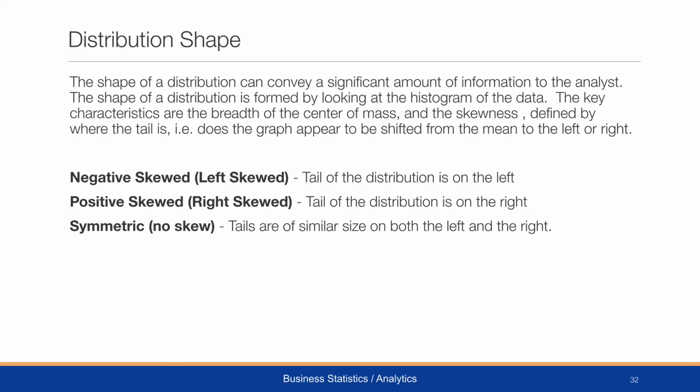When we look at data, we want to look at its distribution. We want to look at the shape. That's why the histograms were important, as well as providing some graphical representations. The shape of the distribution can convey a significant amount of information. And when we look at the histogram, it begins to inform us of that shape.